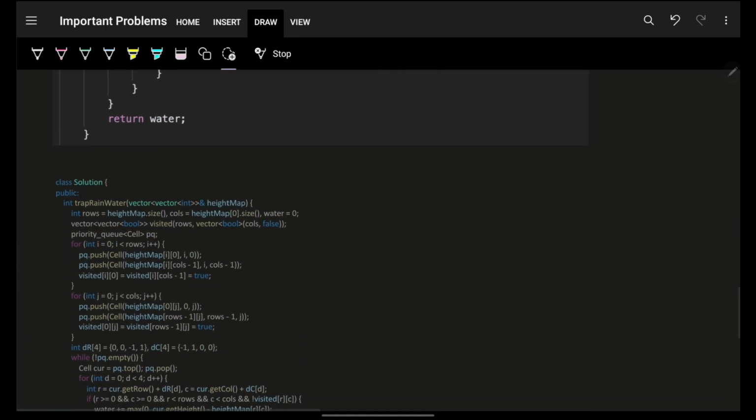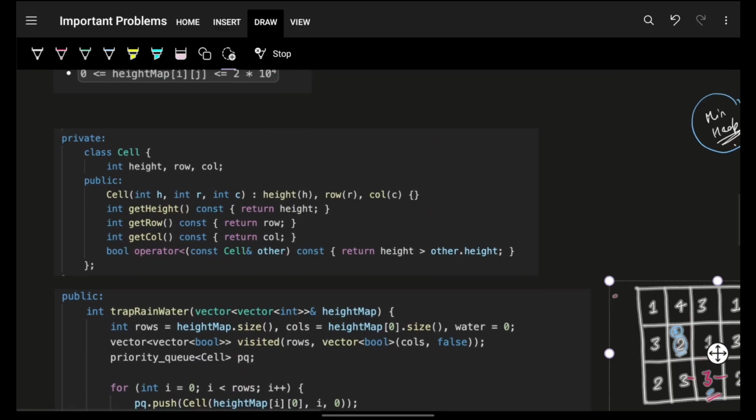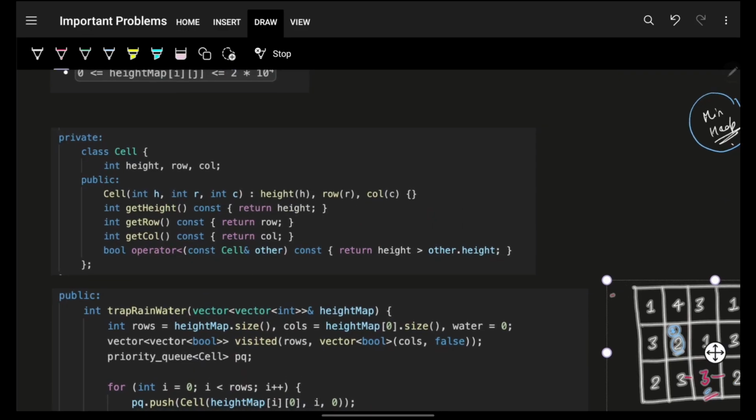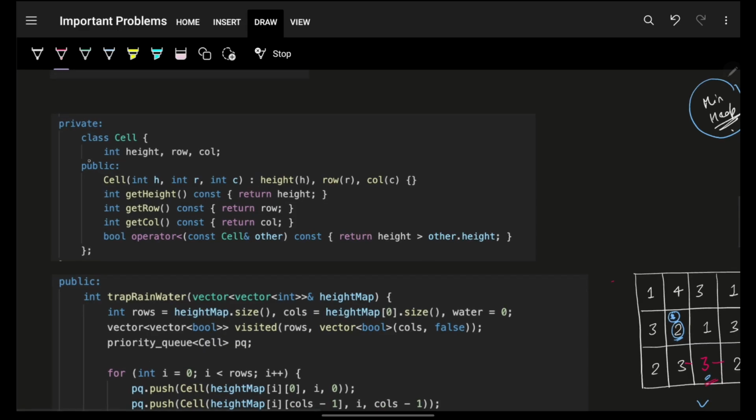Firstly, you will see that I maintained a cell. Again, a bit of good practice when the code becomes complicated. Now a cell will have a height, row and column. Although it is not required to have private and public methods in an actual interview, you don't have that much time. So yeah, don't do this in an interview. Just address things by dot h, dot r, dot c, and not by get height, get row, get column.